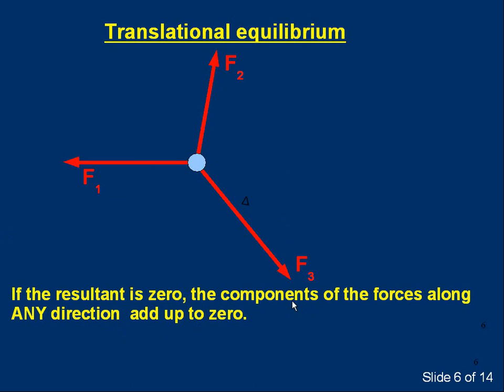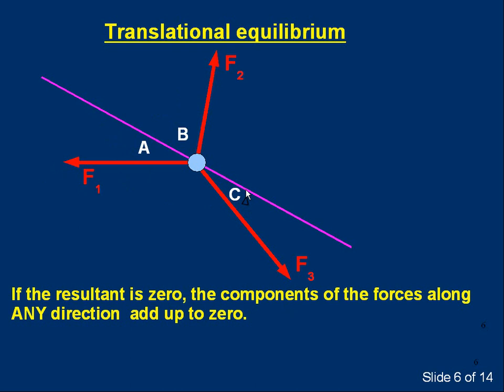Let me show you what that means. Let's pick a random direction. That purple line, I could have drawn it at any angle. I've drawn it as shown. Let's mark the angles between the force and the direction of the purple line. F1 makes an angle of A, F2 makes an angle of B to the purple line, and F3 makes an angle of C to the purple line. Now, from your knowledge of resolving forces into components, I hope you can work out what the component of each of those forces is along the direction of the purple line.